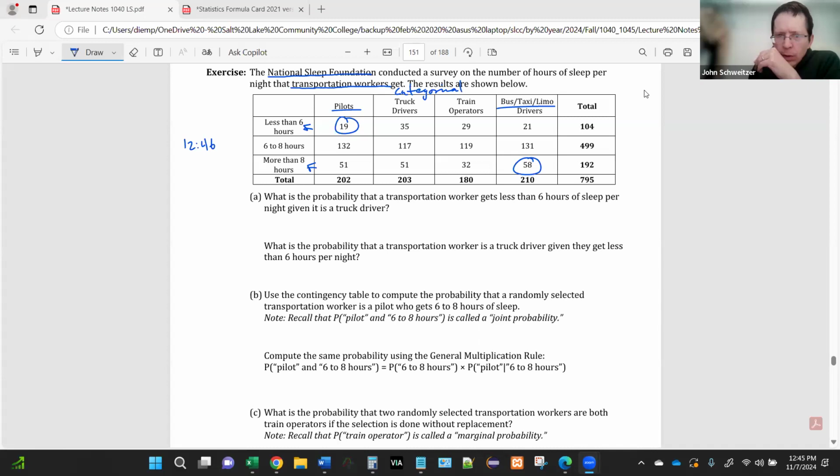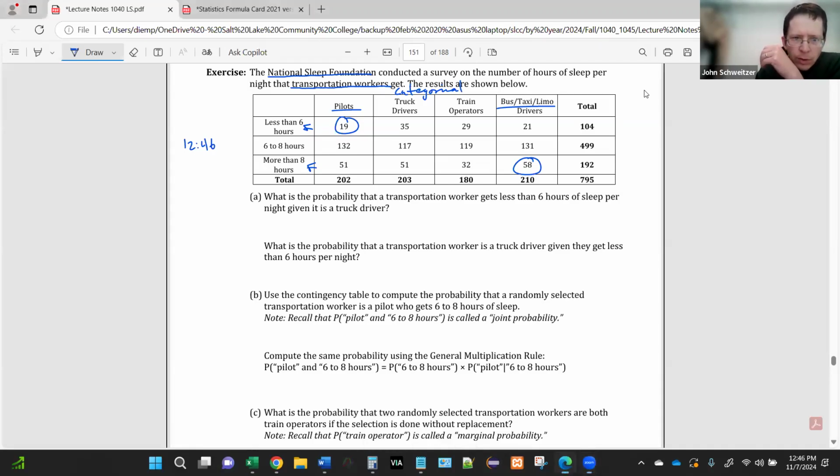Okay, so let's see here. What's the probability that a transportation worker gets less than 6 hours of sleep per night, given that it's a truck driver? Okay, so the probability of less than 6, given that the person is a truck driver.